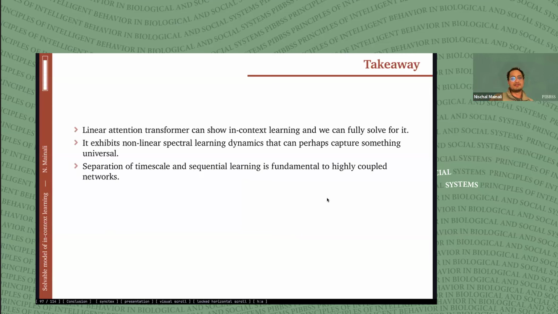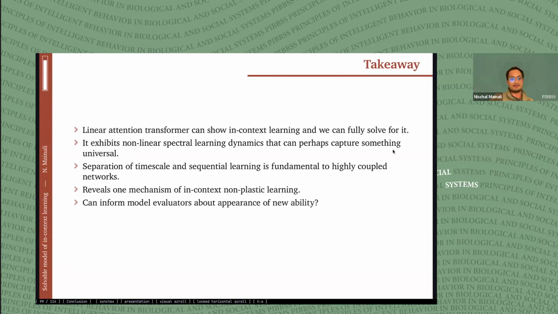And in particular, the separation of timescales in learning is fundamental, and it happens in the saddle-to-saddle picture, right? The model just gets stuck at the saddle, and it needs to slowly and gradually move away from it. So there will naturally emerge this diversity of time scales in its learning, and this is also what you see empirically in many trained transformers. It reveals one mechanism for in-context learning.